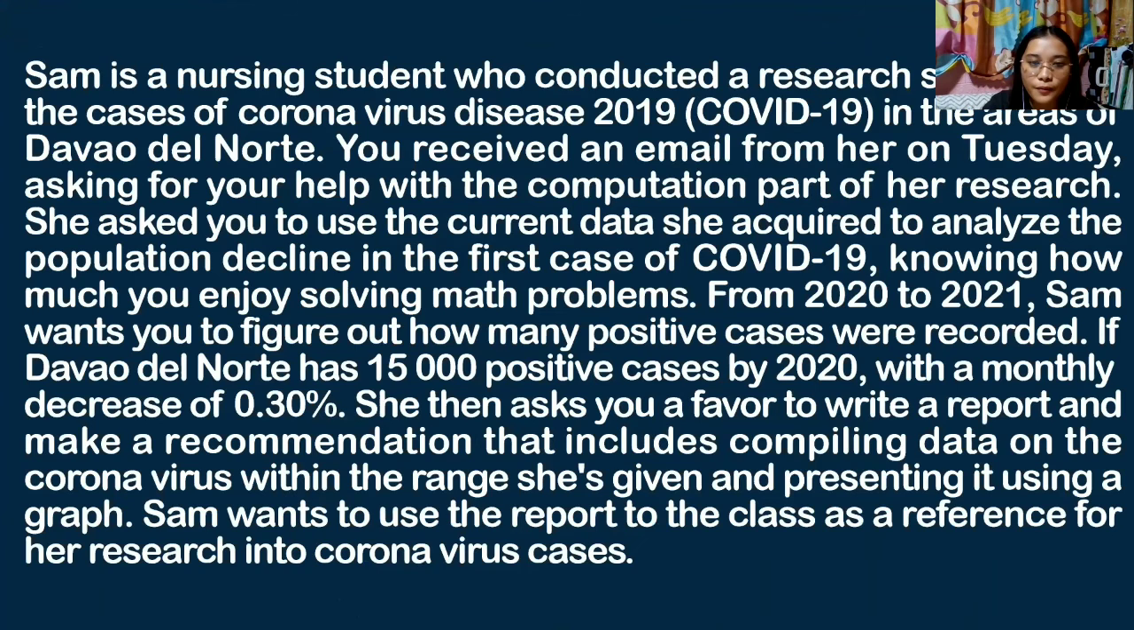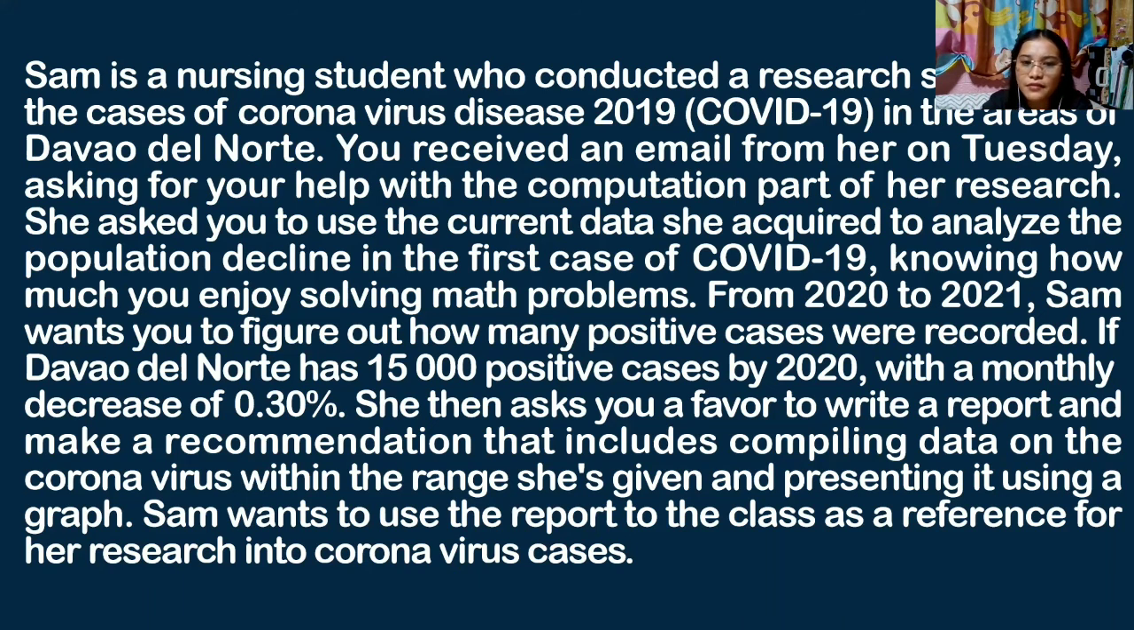And now, let us proceed to our performance task. Here's the scenario. Sam is a nursing student who conducted a research study about the cases of coronavirus disease 2019 or COVID-19 in the areas of Davao del Norte. You receive an email from her on Tuesday asking for your help with the computation part of her research. She asked you to use the current data she acquired to analyze the population decline in the first case of COVID-19. Knowing how much you enjoy solving math problems, from 2020 to 2021, Sam wants you to figure out how many positive cases were recorded.